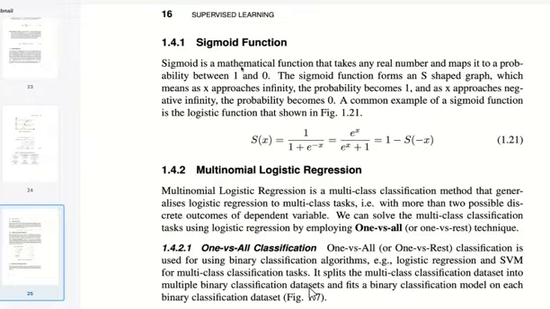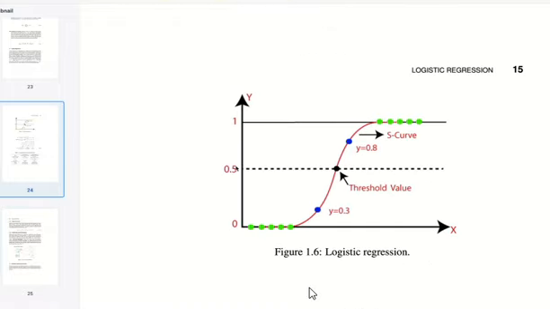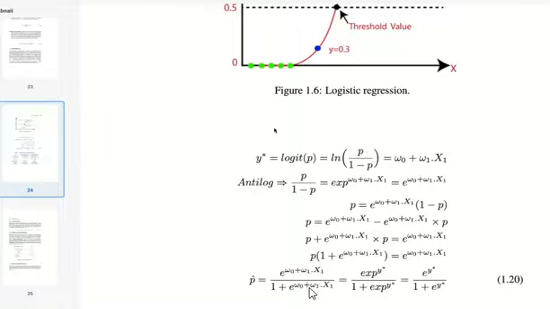It is shown in figure 1.21. The sigmoid function is an S-shaped function where we consider a threshold. Say, for example, the threshold is 0.5. Any value from minus infinity up to 0.5 will return 0. Any value greater than 0.5 up to plus infinity will be 1. So the sigmoid function always returns 0 or 1.